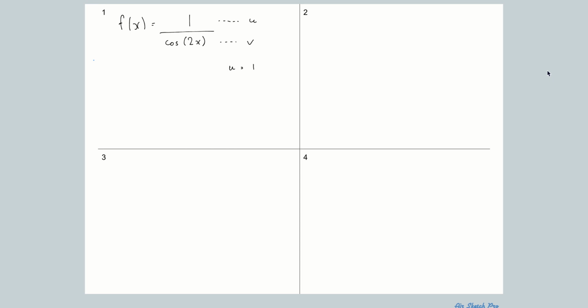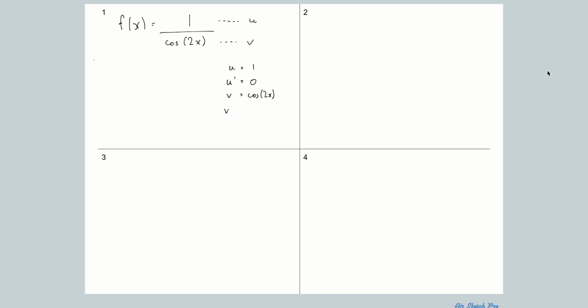So in this case, u is equal to 1. That's a constant value. It's still a function. It's just not a very interesting one. And the derivative of that constant function of 1 is 0. The other function is cos 2x. That's a bit more interesting.